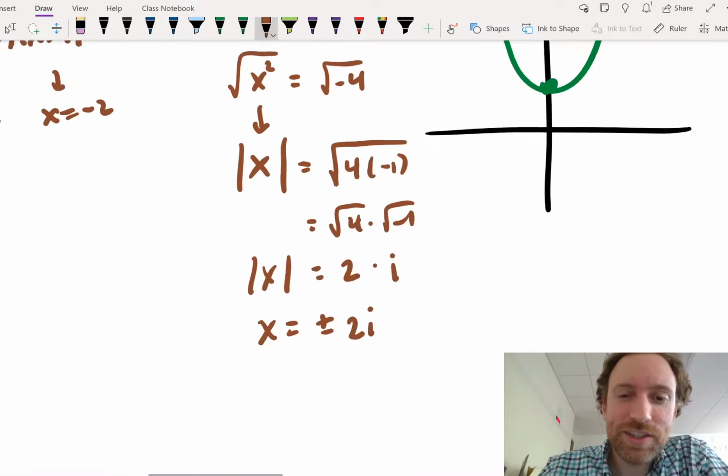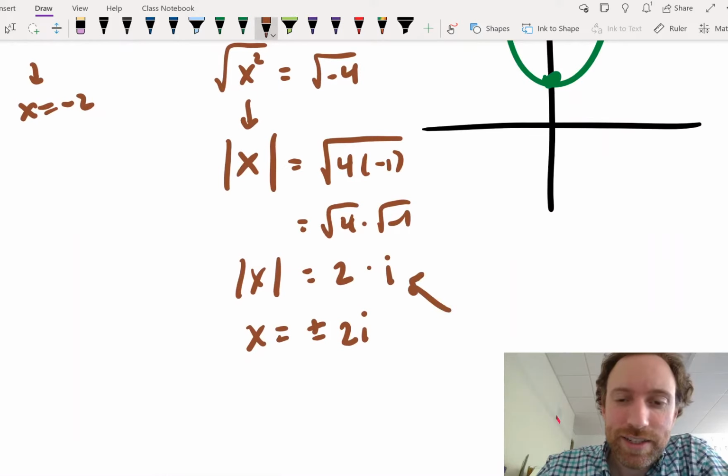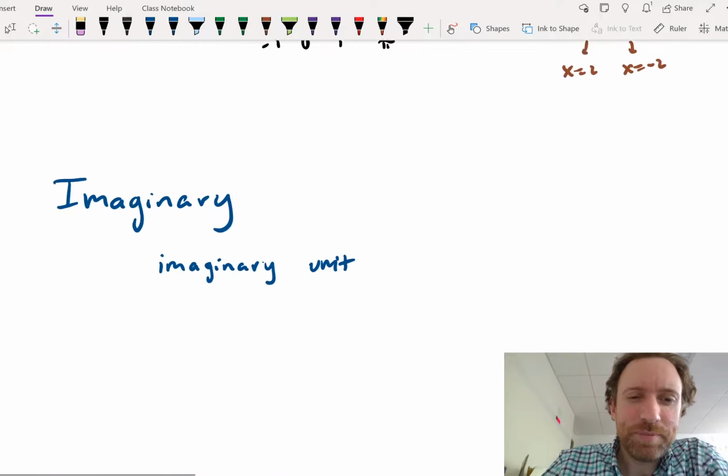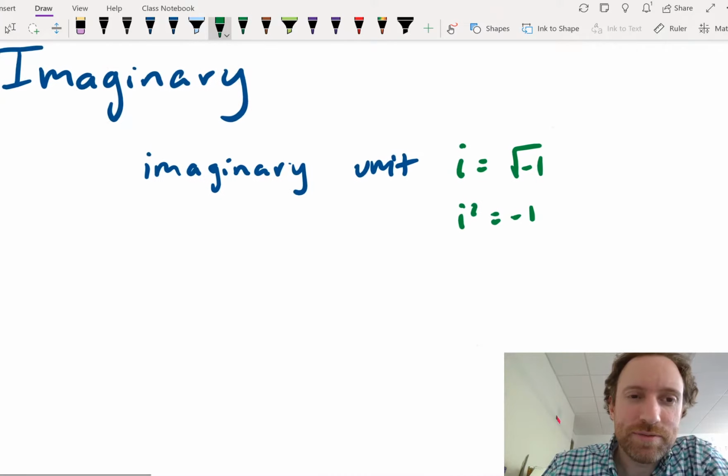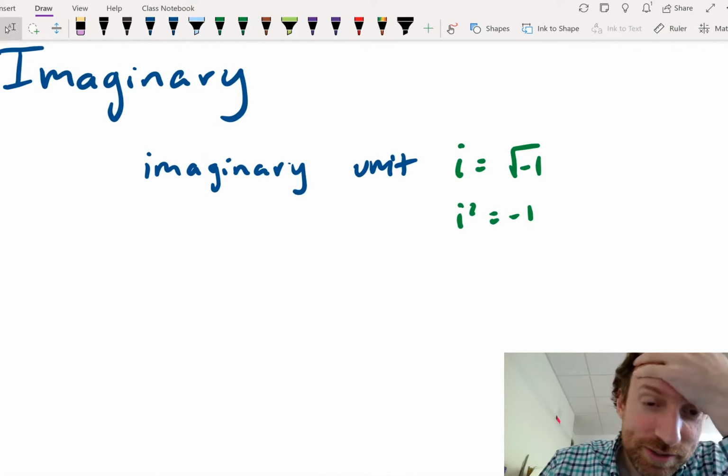So what is an imaginary unit? An imaginary unit is basically like the imaginary number version of the number 1. So the imaginary unit we define as i, which is the square root of negative 1, or equivalently, i is the number that when you square it gives you negative 1. There are actually 2 numbers that when you square them give you negative 1.